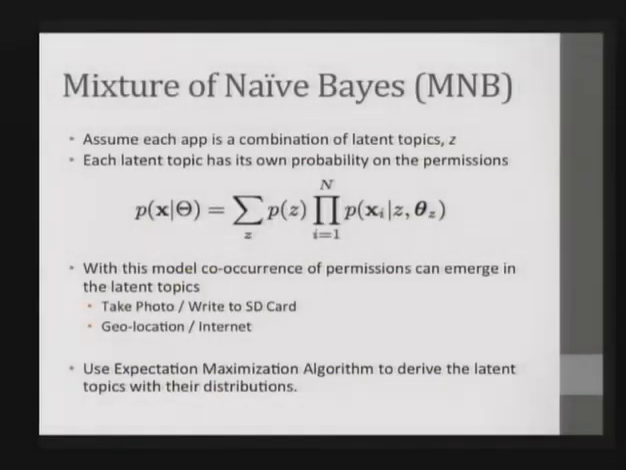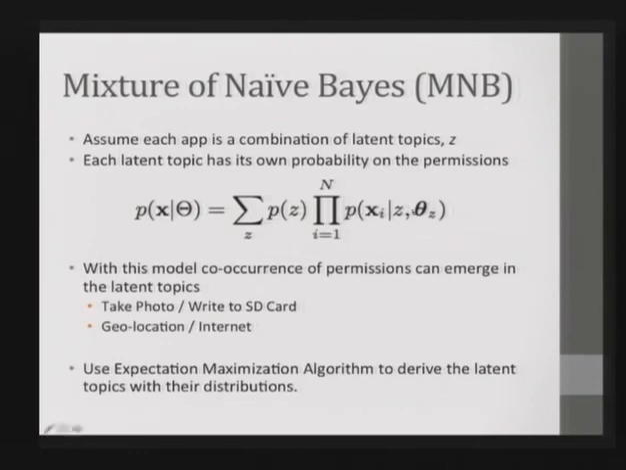So that's it for these models. Now I'm going to move on to a slightly more complicated model. Remember in the beginning I talked about these observed versus latent variables. So this time we're going to assume that there's some latent structure hidden in our permissions. Each application is a combination of these latent topics, and each topic has its own probability distribution on the permissions. And so this is now represented by this new equation.